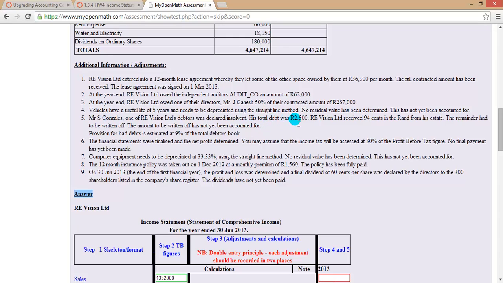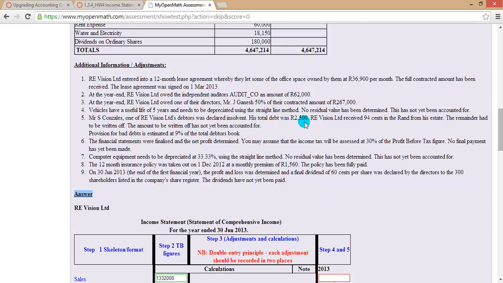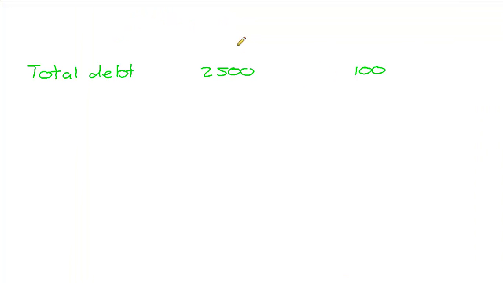Revision Limited is basically going to lose some of the money that was owed to them. So what is the total debt of Mr. Gonzalez? It is 2,500 Rand. So let's have a look here. The total debt for Mr. Gonzalez is 2,500 Rand. And we can represent the total debt by 100. Alright. Then the information tells us that Revision Limited received 94 cents in the Rand from his estate. So Revision is going to receive, or received actually already, 94 cents in the Rand.